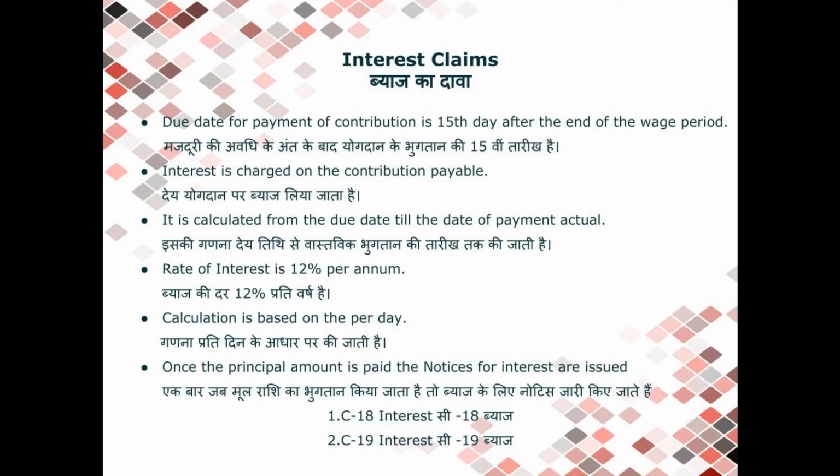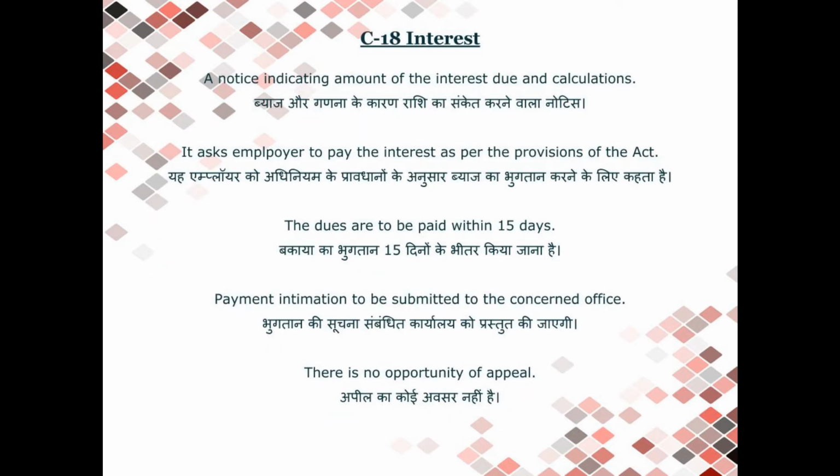This is a brief diagram about how the interest and damage notices progress. We'll see the interest part first. C18 interest is the notice issued by ESIC to the employer. It indicates the calculation, the amount of delay, and the amount of interest claimed by ESIC for the delay in payment of contribution. It requests the employer to pay the interest amount.